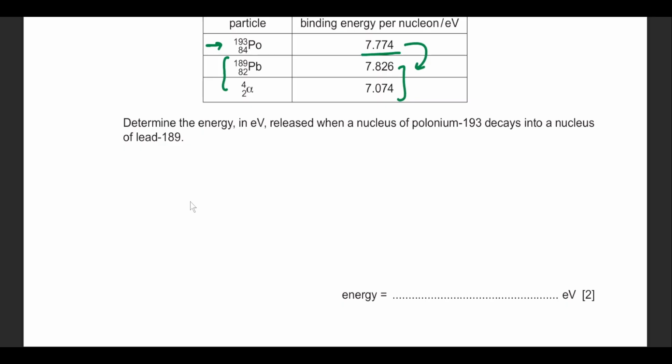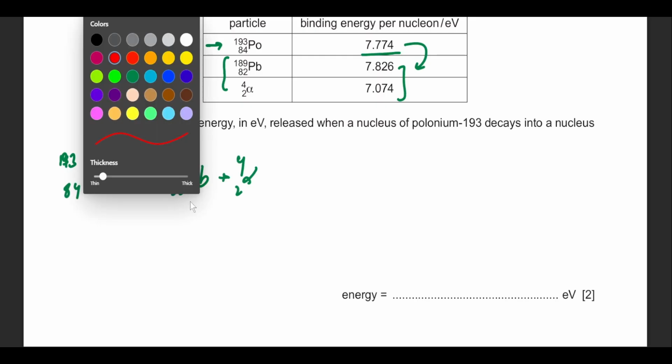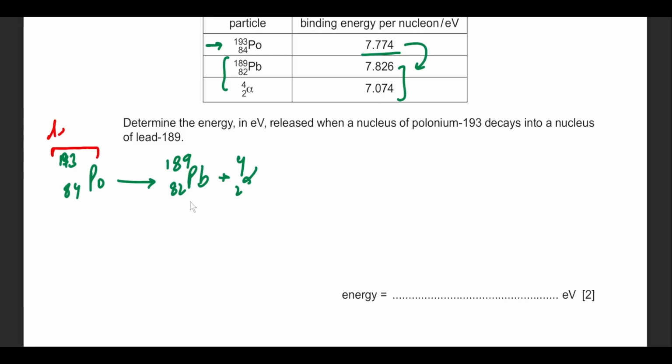So for example, we have PO 193, which is destroying itself to become PB 189 plus alpha 4 2. This is 82, this is 84, and again the left side is less stable because its binding energy is low. The right side is more stable because its binding energy is high.